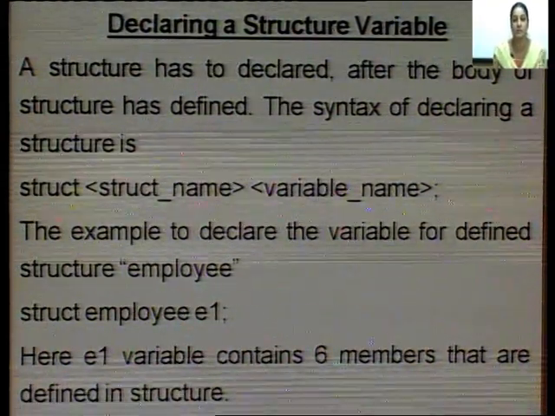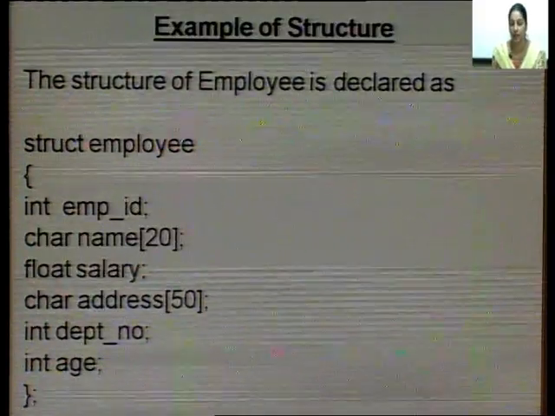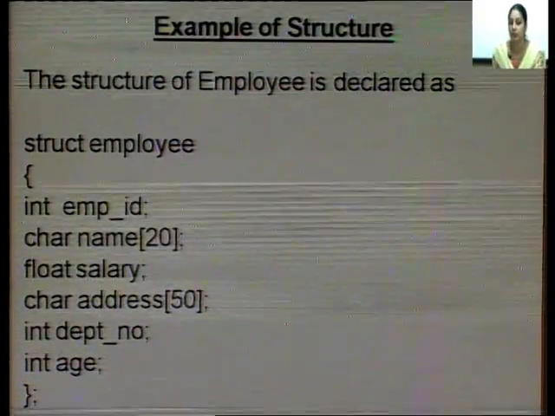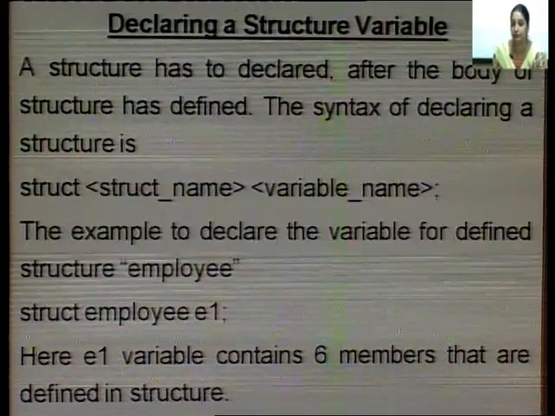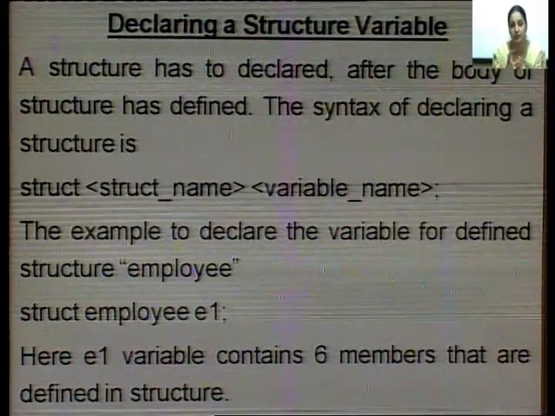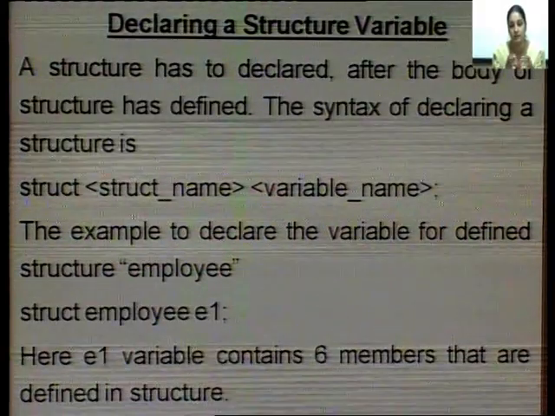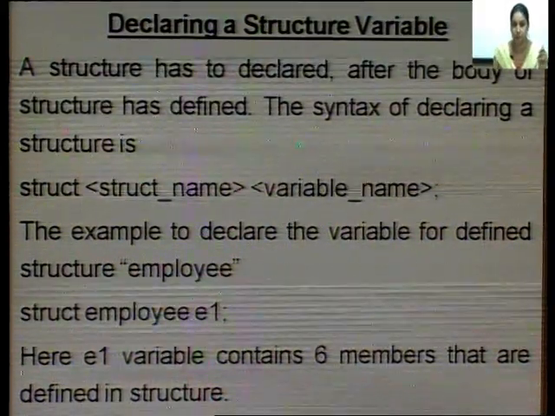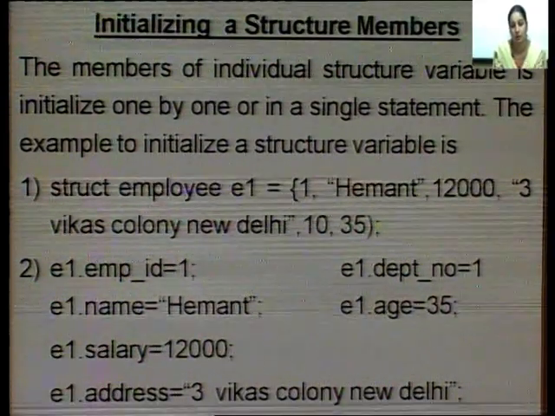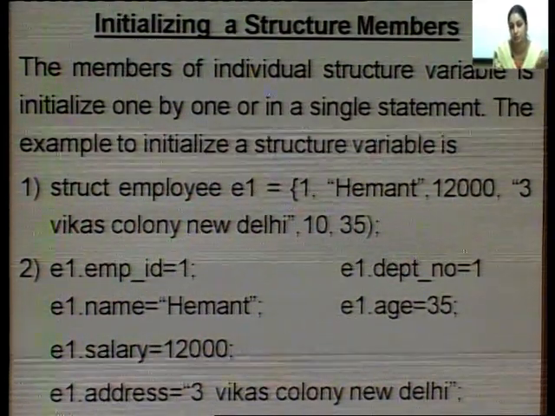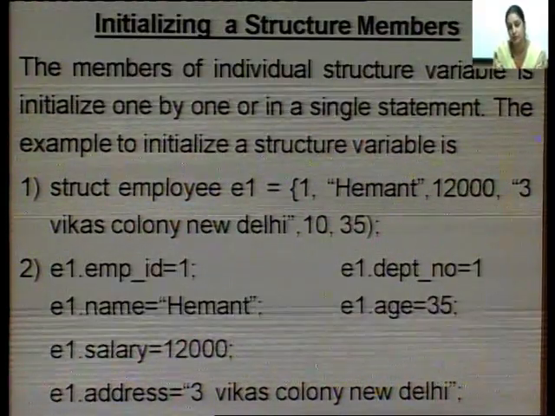Those 6 members are employee ID, name, salary, address, department number, and age. All these 6 members are assigned to the E1 data type. All 6 are considered in that E1. Now, how to initialize a structure member? I have defined a structure member. How to give the values to those structure members?